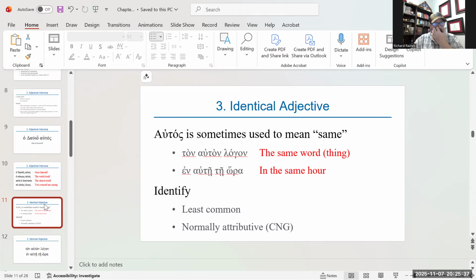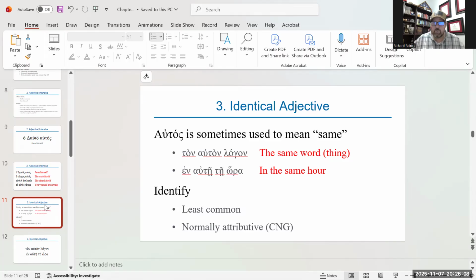But because autón is in the accusative case and it is modifying logon, it's appearing between the article and the noun, the same thing. You can see the next one below it, in the same hour. And if you're looking for a better explanation than I just gave, look at 12.12 on page 125, and Mounce gives a really good explanation.